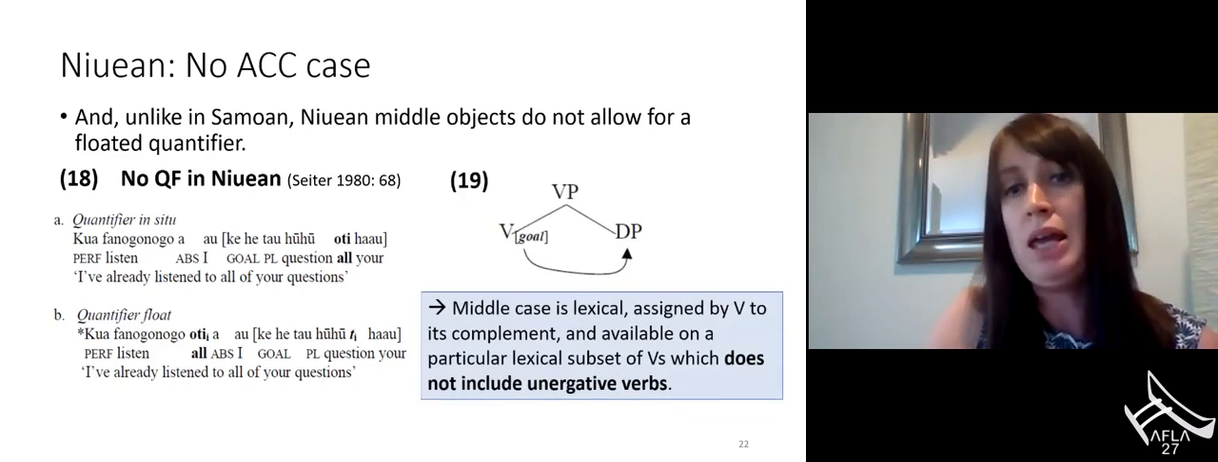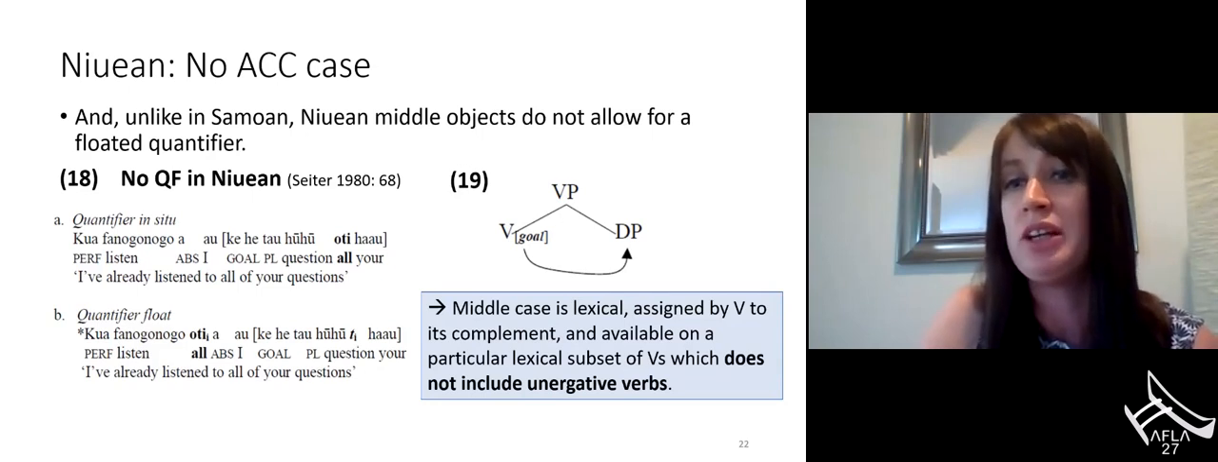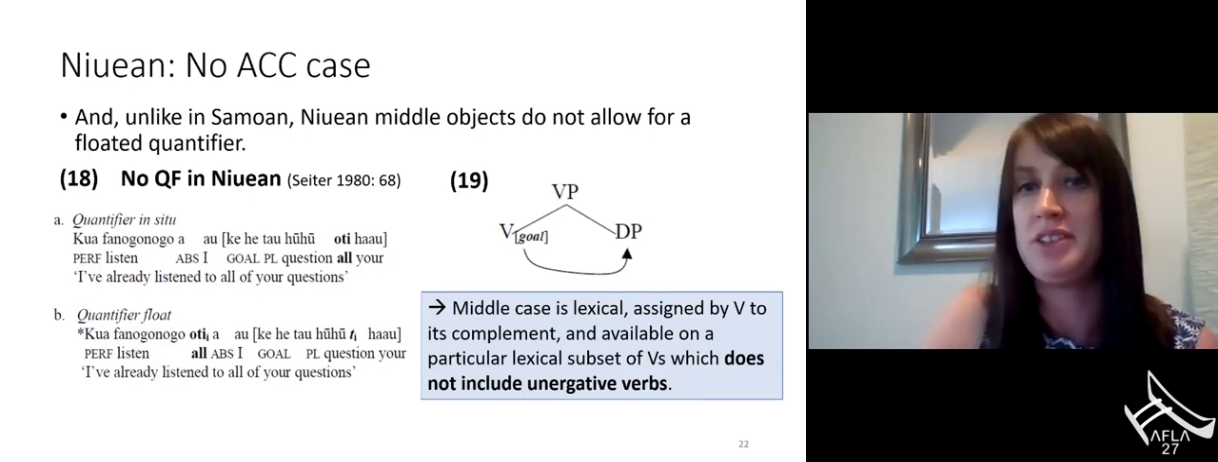And what we're arguing for here is that middle case in Niuean is not structural, but lexical. It's assigned by big V to its complement. It's available on a particular lexical subset of Vs. And critically, this subset does not include ergative verbs. And that's schematized there in 19.